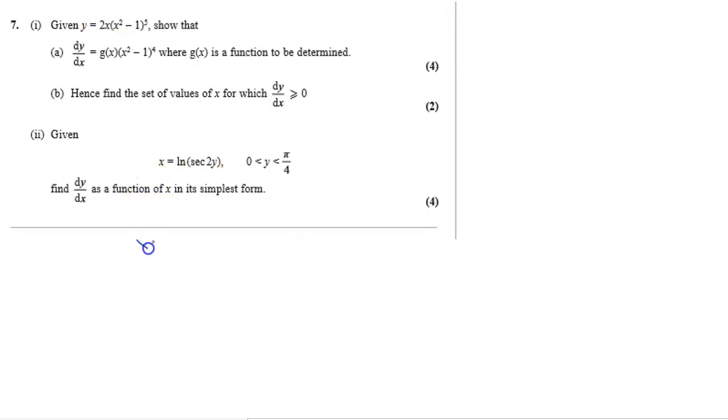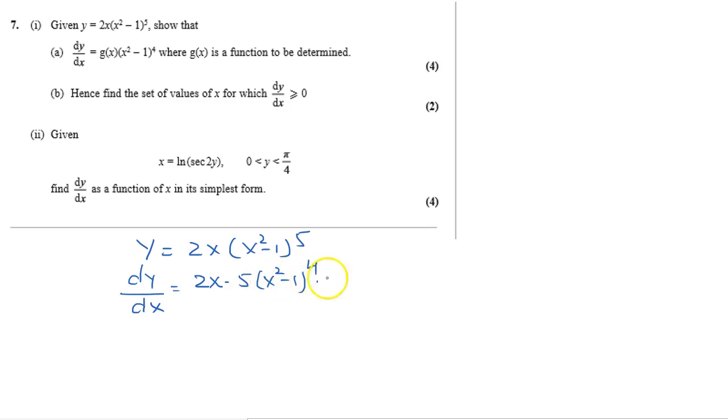Given that y is equal to 2x times x square minus 1 to the power 5, find dy over dx. So that will be first function multiply differential of second. First function is 2x, differential of second is multiply 5 x square minus 1 to the power 4, and differential of x square is 2x.